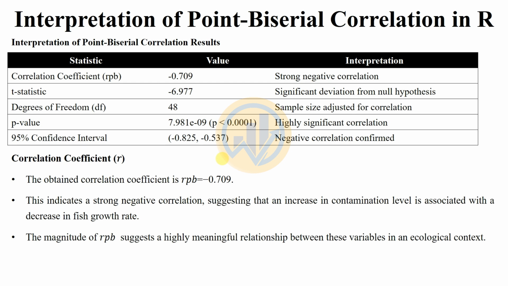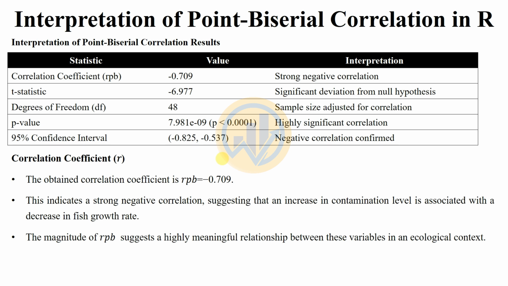The interpretation of the point-biserial correlation result. The table presents the statistics values and interpretations. The table presents the correlation coefficient, t-statistic, degrees of freedom, p-value, and 95% confidence interval. So, the interpretation of this table, starting with the correlation coefficient.